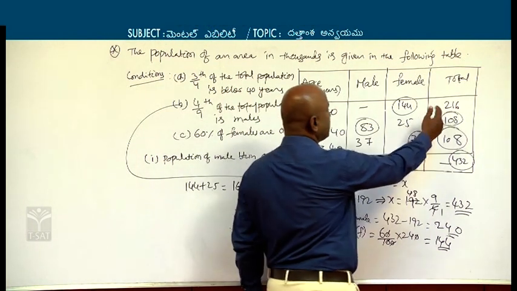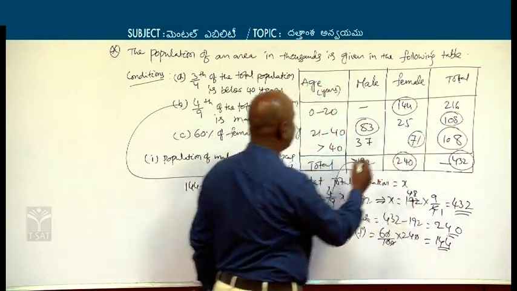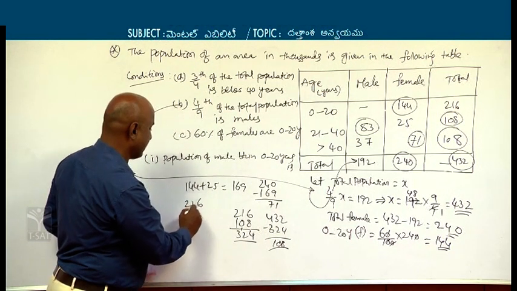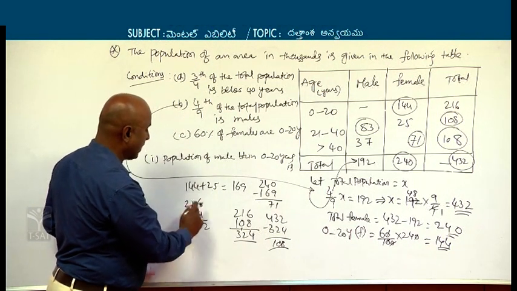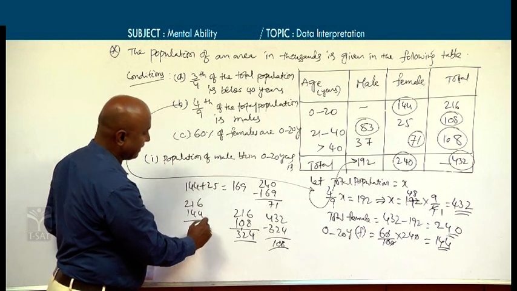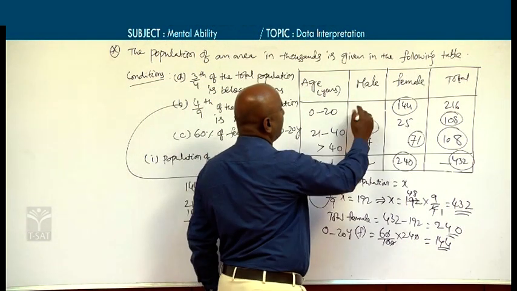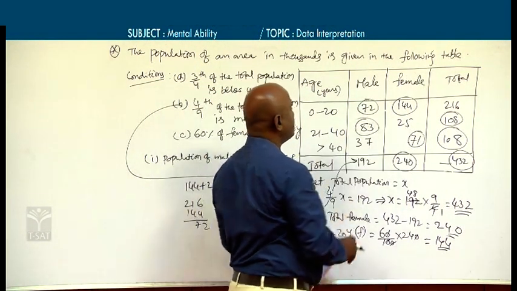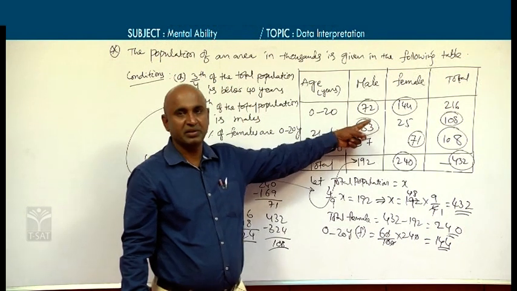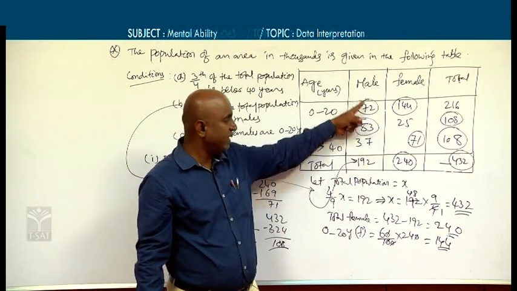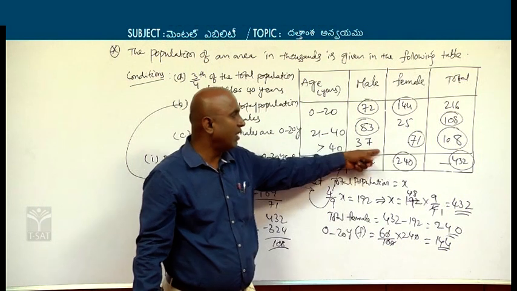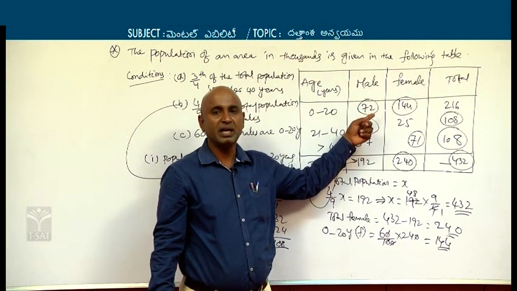So 216 minus 144, what is the value? 216 minus 144, 2, 11 minus 4, it is 7. So the population of male between 0 to 20 is 72,000. In this way, we completed and calculated all the gaps which were given in the table.